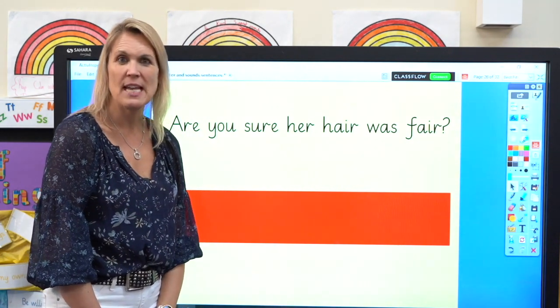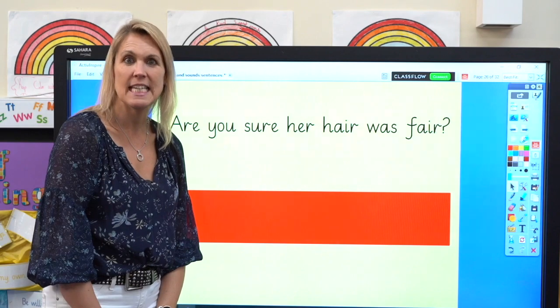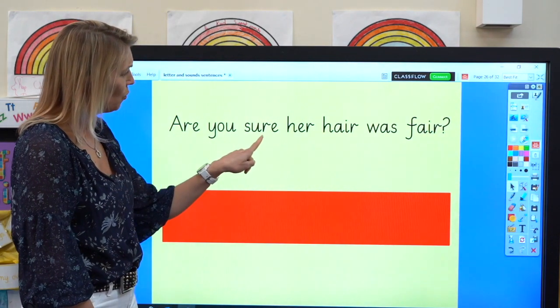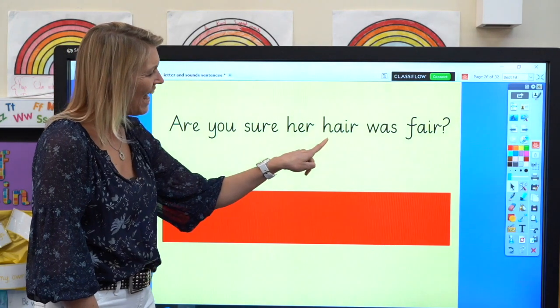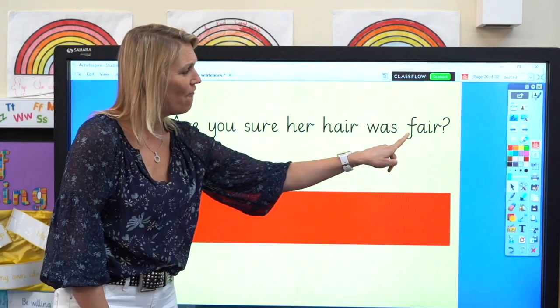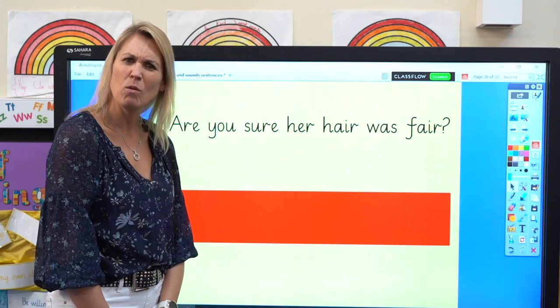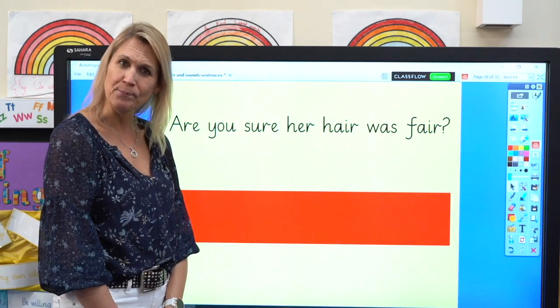Excellent reading. Now let's read the sentence together. Are you sure her hair was fair? I wonder if her hair was straight or curly.